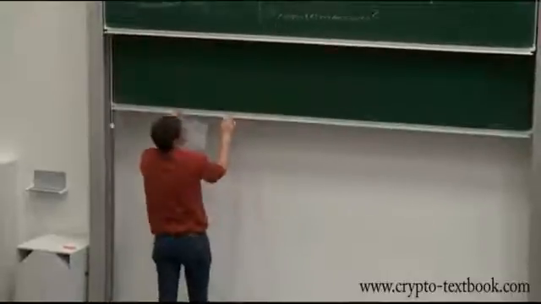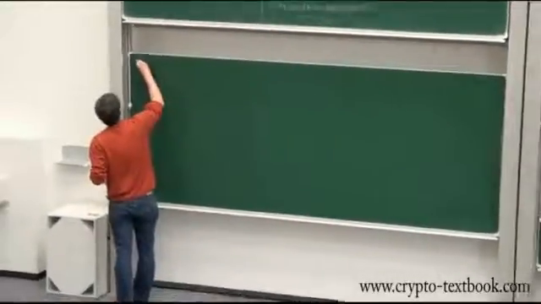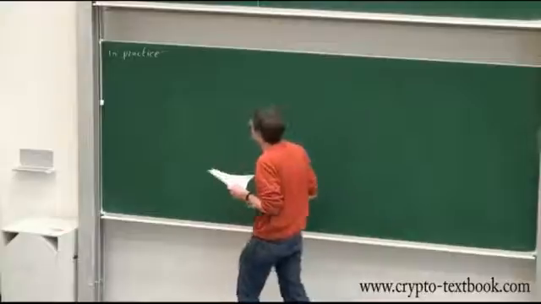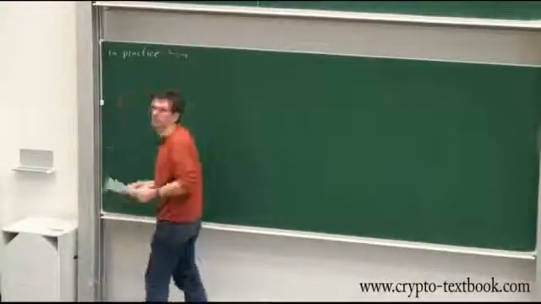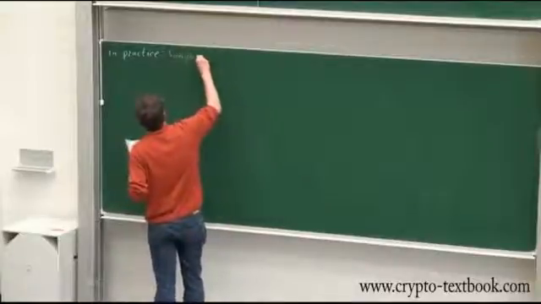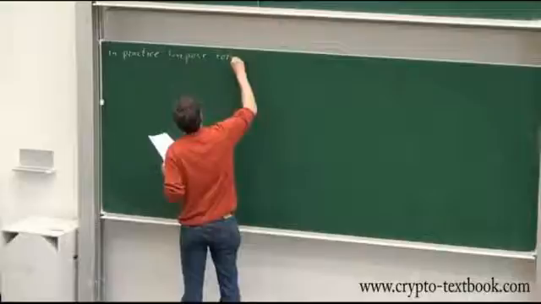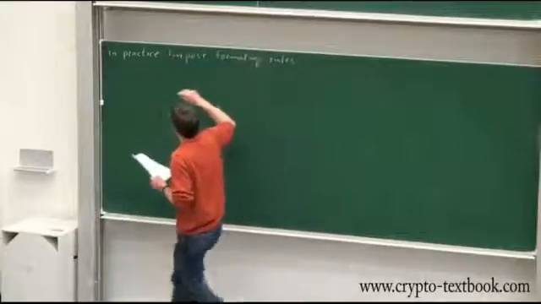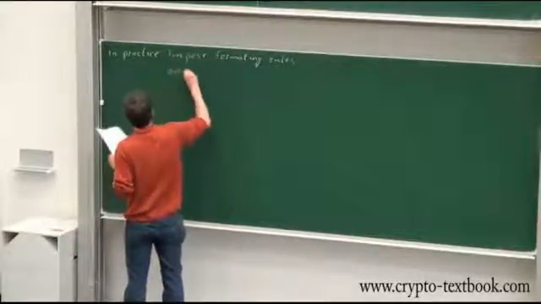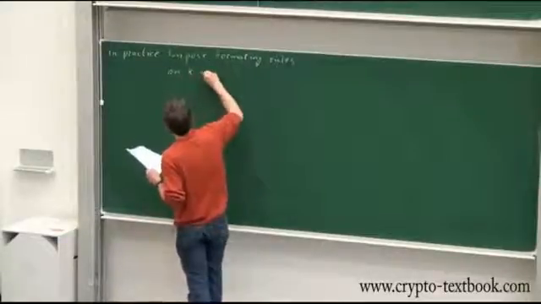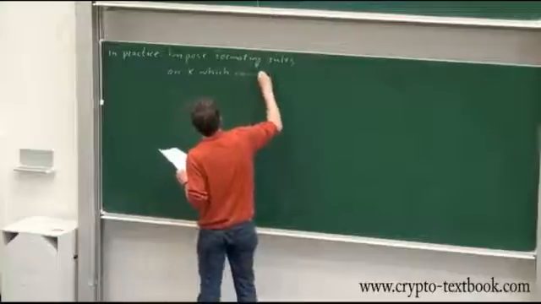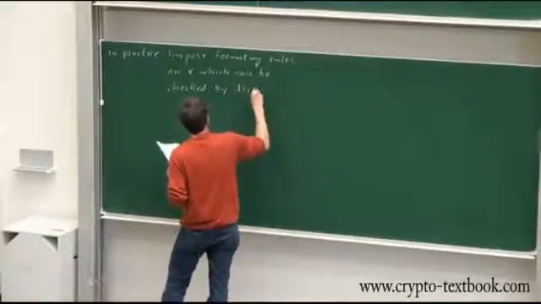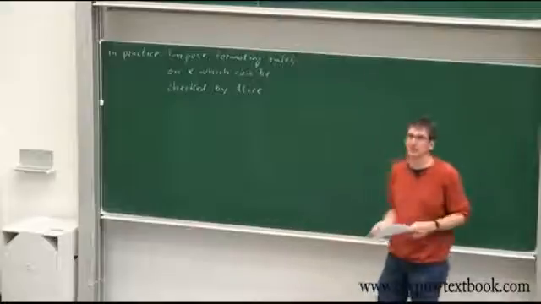So what you can do, and there's actually a very nice countermeasure. In practice, what's often done, how you can prevent the attack, is you impose, heißt auferlegen, erzwingen, formatting rules on X which can be checked by Alice. What do I mean by formatting rules?